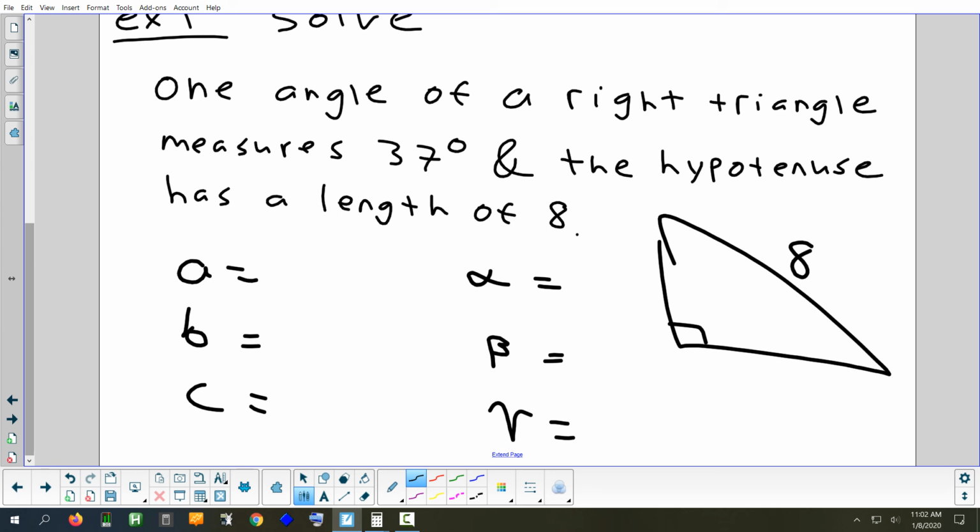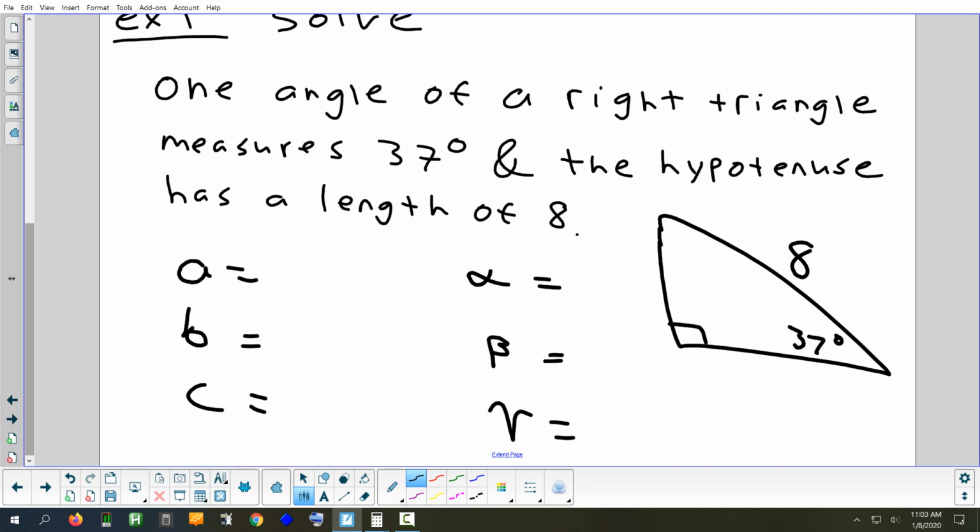It doesn't matter where you put it. If you put it at the top or you put it at the bottom, you're still going to get the same answer for the other angle. You're just going to be giving it a different name than whatever I get. That's all. So I'm going to put it at the bottom.